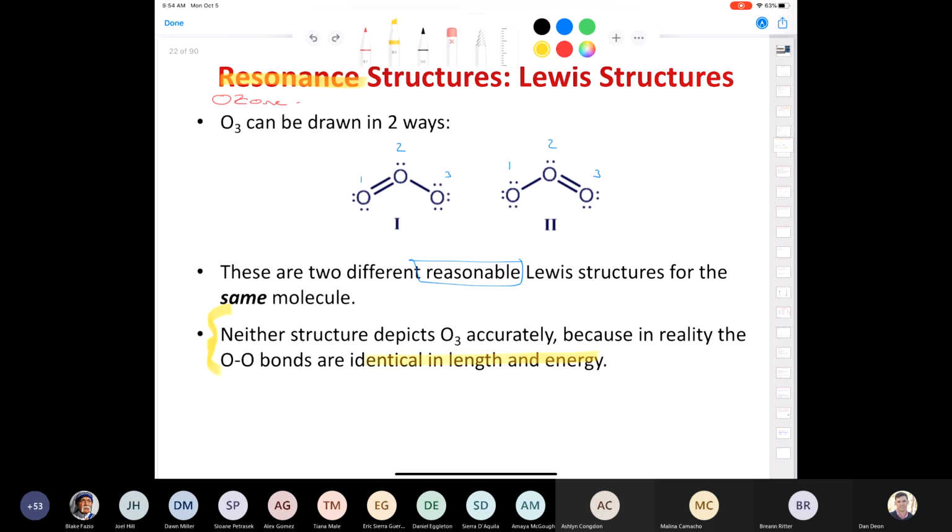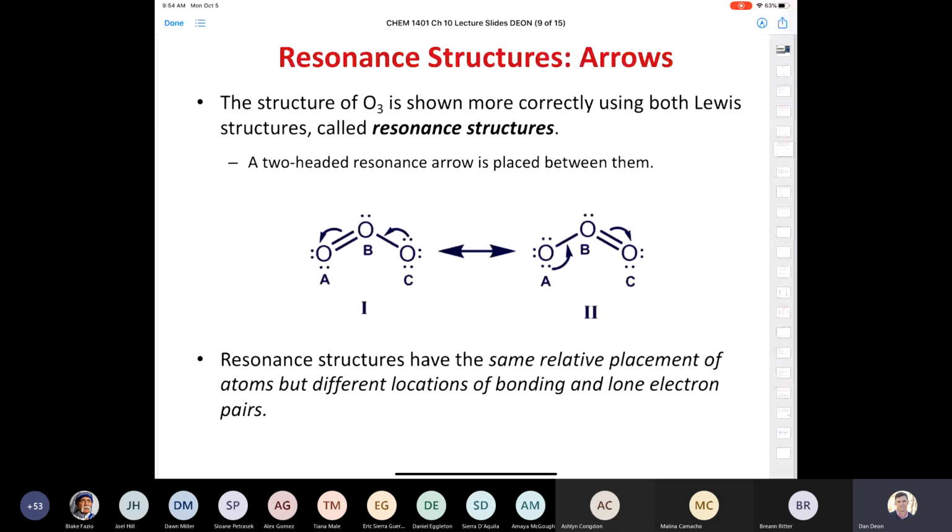Well, it's not really a double bond and it's not really a single bond. In fact, it's a hybrid in between the two. And that's what resonance structures are. Let's take a look. It says here the structure of ozone is actually shown more correctly using both Lewis structures, and we call those resonance structures.